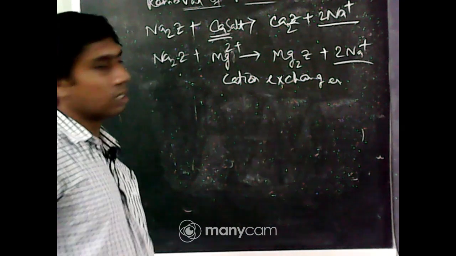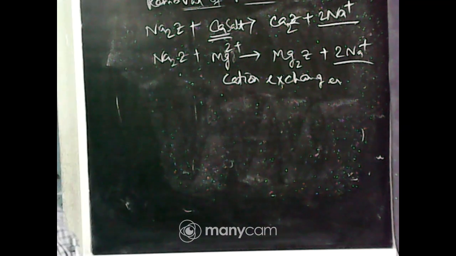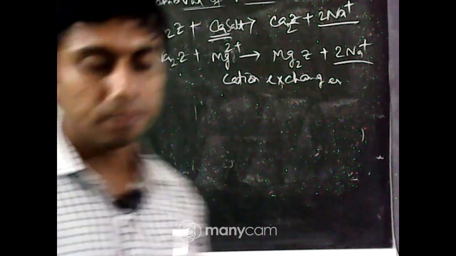What is the formula of permutate? Na2Al2Si2O8 xH2O, and with left of the Na2 part it is Z, that is called zeolite. You have seen here the name of zeolite.